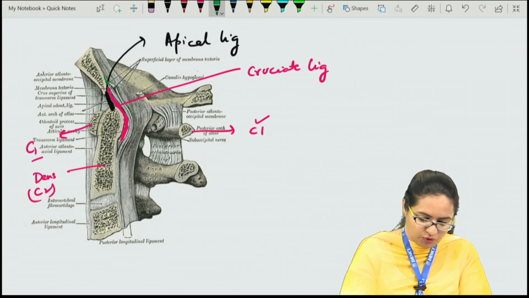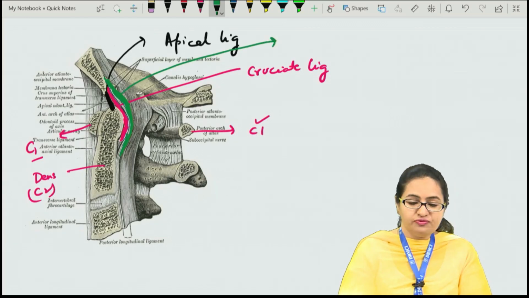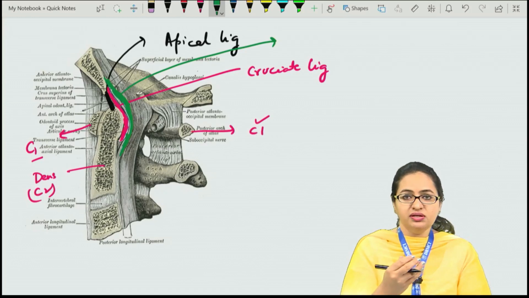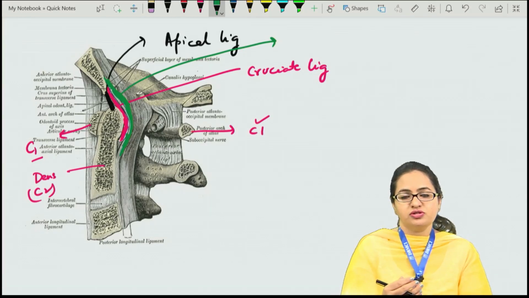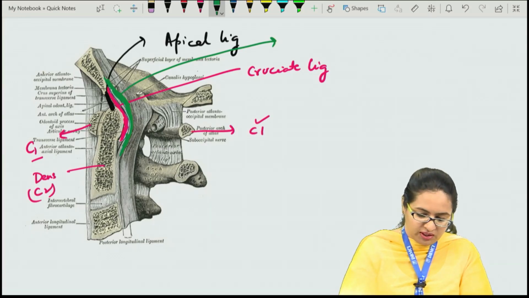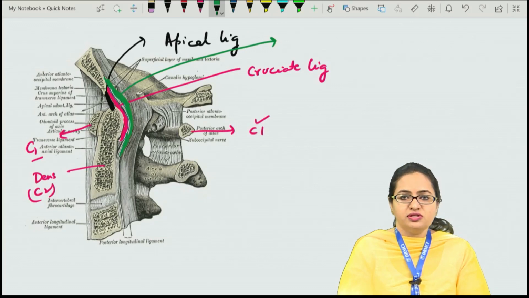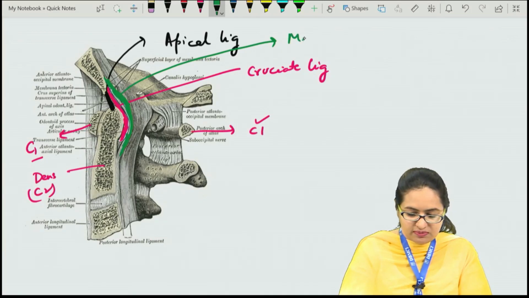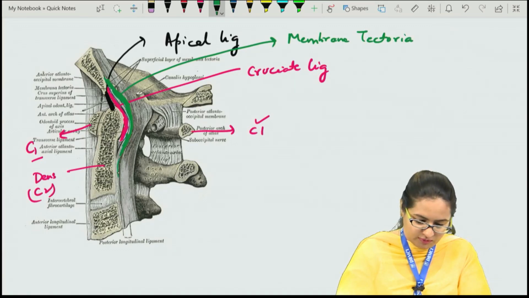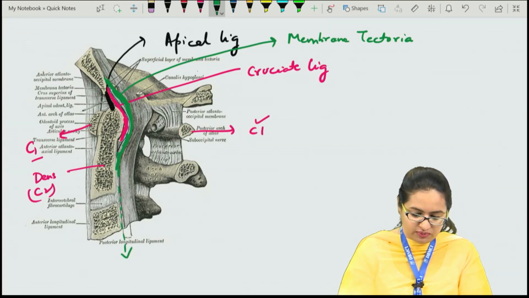As we see more posteriorly, there is one more ligament known as the membrana tectoria. This membrana tectoria is attached superiorly to the anterior portion of the foramen magnum, and inferiorly it goes till the posterior surface of the body of C2, and inferiorly it will continue as the posterior longitudinal ligament. This is the membrana tectoria.